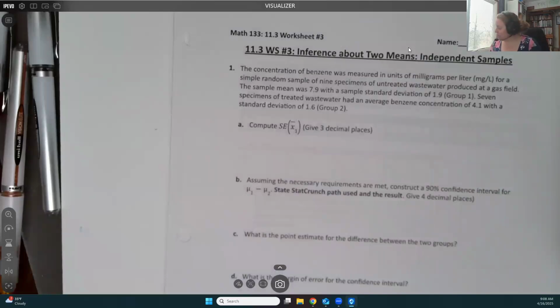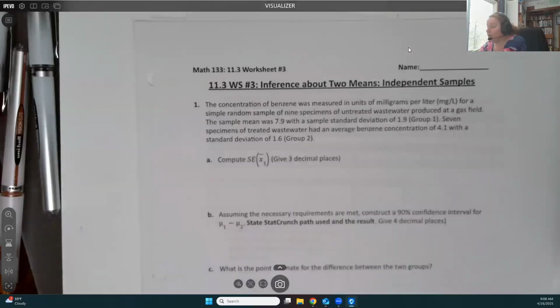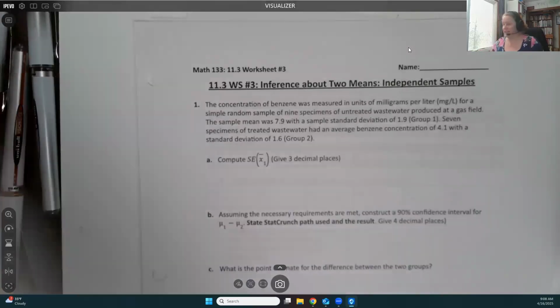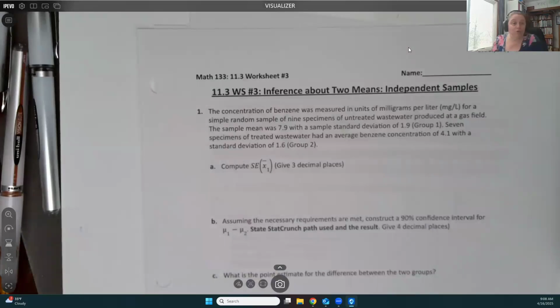And I can't find one of my confidence interval flow charts to save my life. Oh, here it is. There's my confidence interval flow chart. So you don't get to use chapter 9 and 10 flow charts. You only get to use the chapter 11 flow charts.